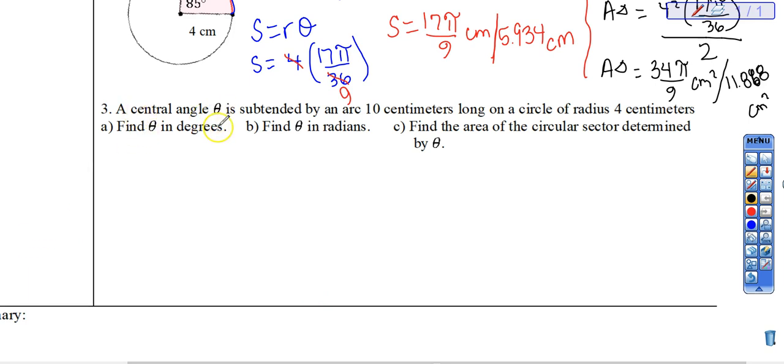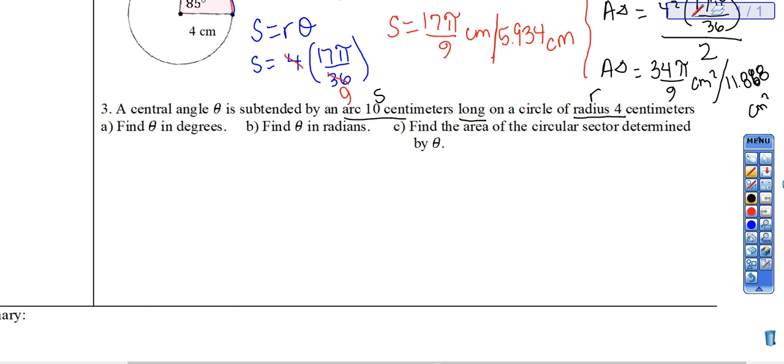A central angle theta is subtended by an arc 10 centimeters long. So that represents my S. It's my arc length. Right? Long is just a version of length. So arc length, S, on a circle of radius 4 centimeters. Such a strange way to talk about it. So we've got theta. We've got arc length. We've got radius. Yeah, we have all of that.